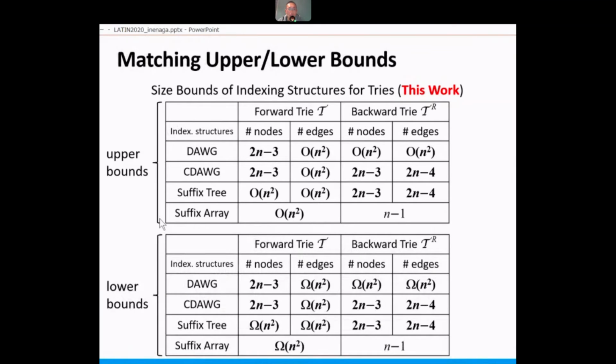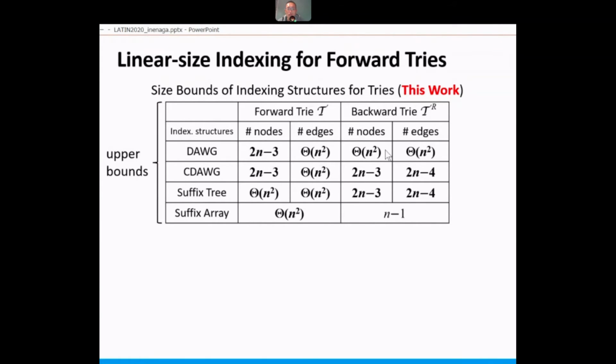Not only these upper bounds, but I also showed matching lower bounds for the sizes of these data structures. For those that are linear, we have exactly the same lower bounds, and for those that are quadratic, we have asymptotically tight lower bounds. Because we now have matching lower bounds and upper bounds, we can use theta for the bounds of the sizes of these data structures. And in the case of the forward trie, all these data structures require a quadratic number of nodes or edges. This means that any explicit representation of these data structures requires quadratic space for the forward trie.